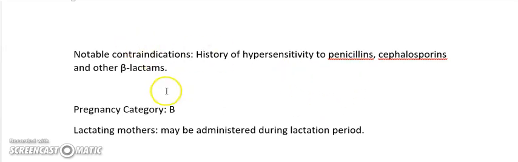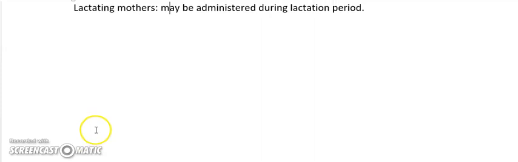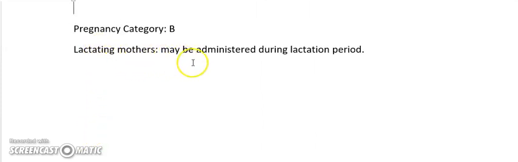And with regards to its pregnancy category, it is category B, and with regards to lactating mothers, it can be administered, can be taken during the lactation period. So it's alright to be taken by the mothers who are nursing their children, okay, the breastfeeding mothers.